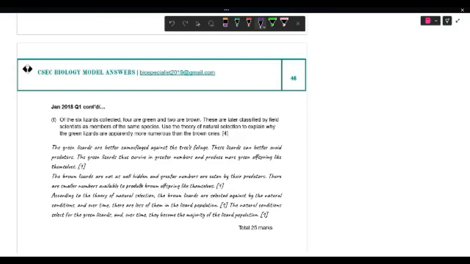And therefore, according to the theory of natural selection, so this is where you bring in the jargon, you basically indicate that, look, the brown lizards were selected against by the natural conditions, and the green lizards were selected for by the natural conditions, and therefore, eventually the green lizards will become the majority of the lizard population over several generations.